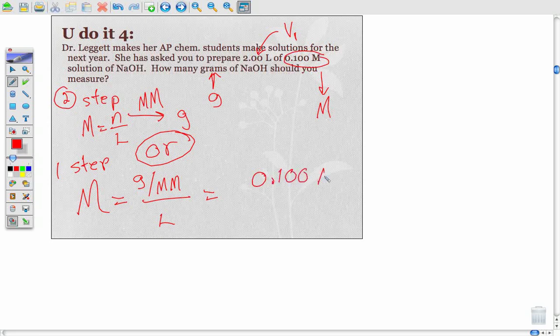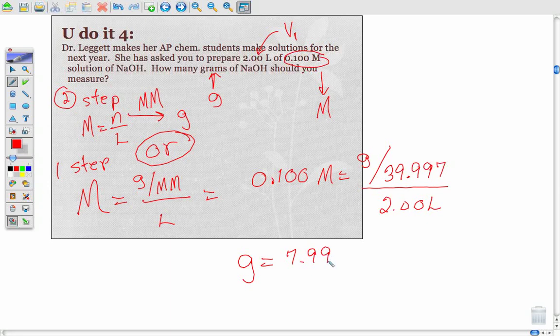I have 0.100 molar is going to equal my unknown mass. That's what I'm after. My molar mass of sodium hydroxide, 1 sodium, 1 oxygen, 1 hydrogen. I'm going to quit prompting you on things like that very soon. That's mass over molar mass. Fortunately, it gave it to me in 2.00 liters. Now, when I solve that, my grams are equal to 7.9994 grams.